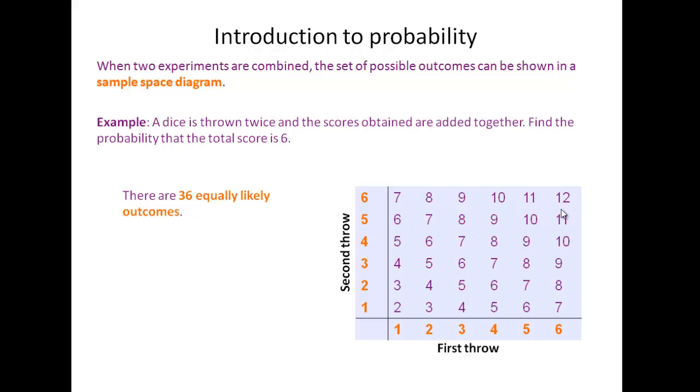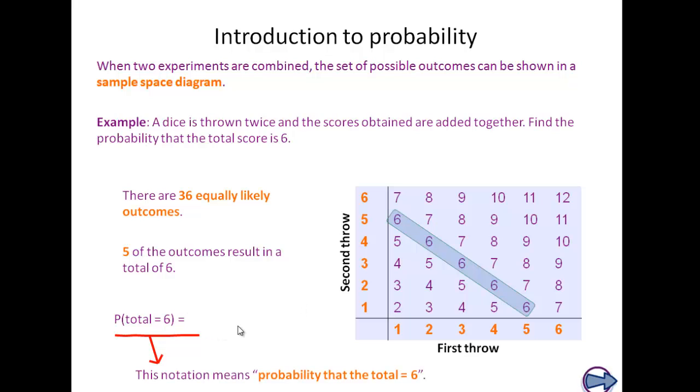We can see here we have all of the possible outcomes, a total of 36, and they're all equally likely to happen provided the dice are fair. We have 5 outcomes that result in a total of 6, so that tells us that the probability of a total of 6 is 5 over 36. We could apply the same logic for a total of 7, where the probability is 6 over 36, which we would simplify to 1/6.